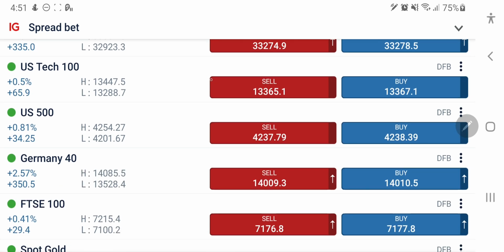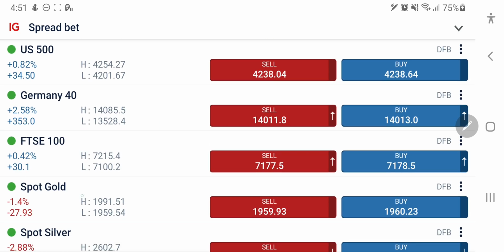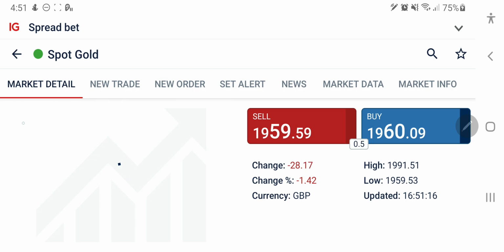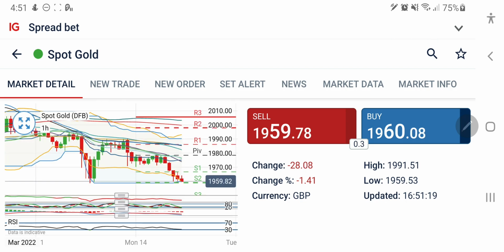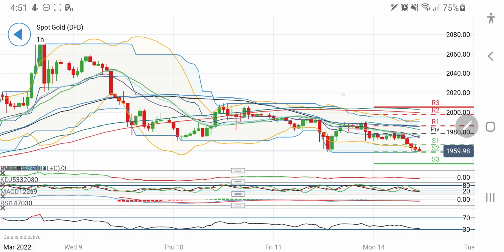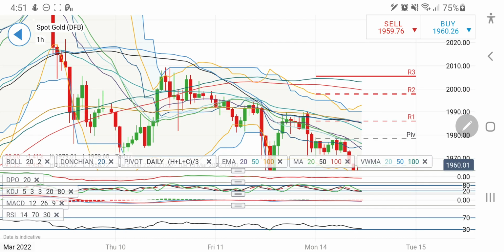Let's start the analysis with gold first. Gold is right now trading below the support at 1960. It is looking forward to 1950. It appears, as I shared in my weekly analysis, that 1950 is going to be a good support.